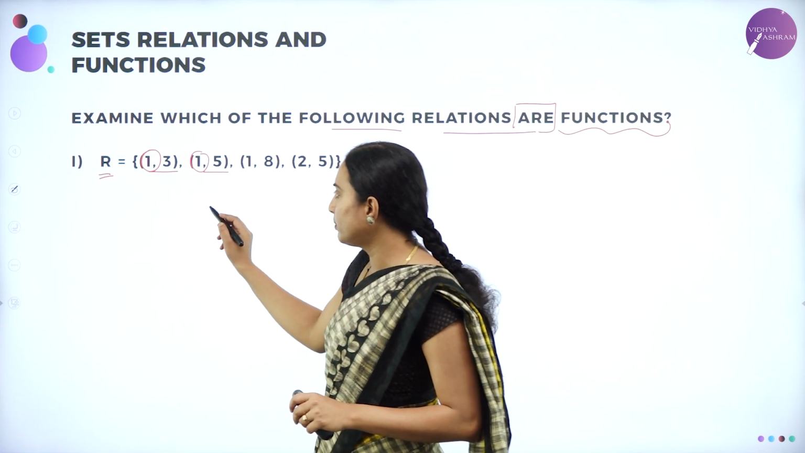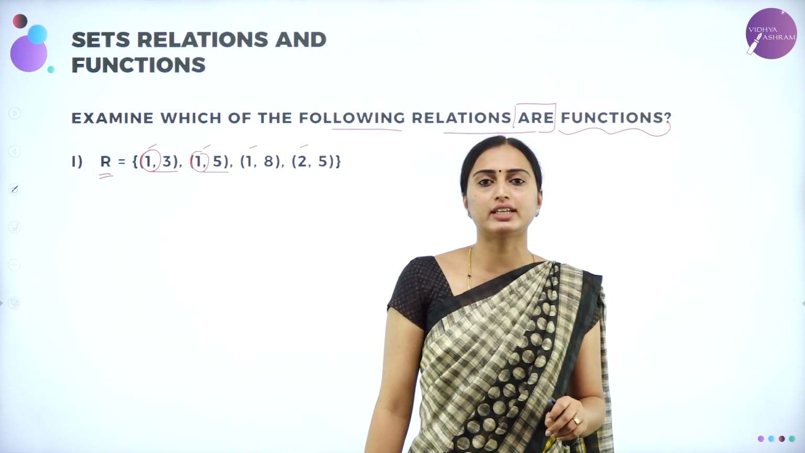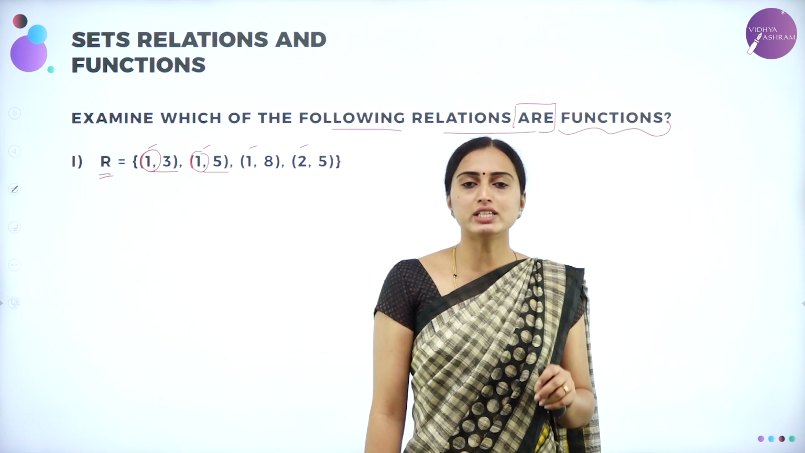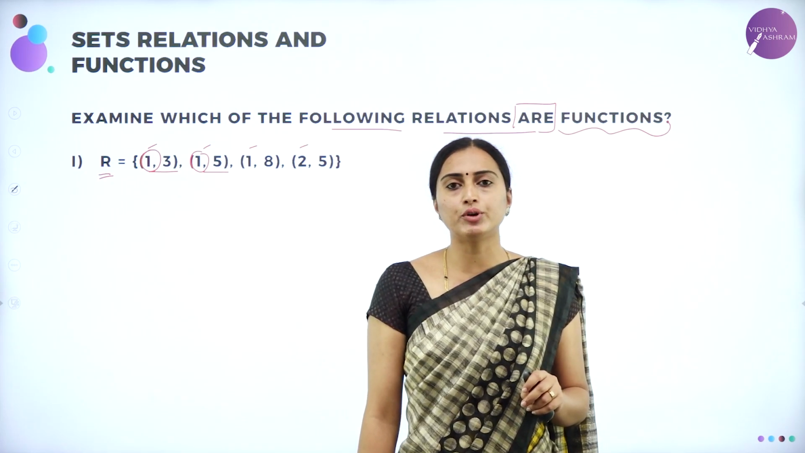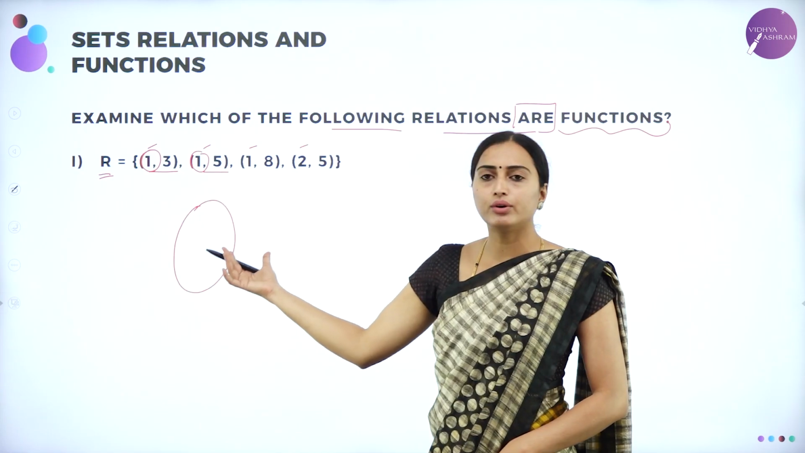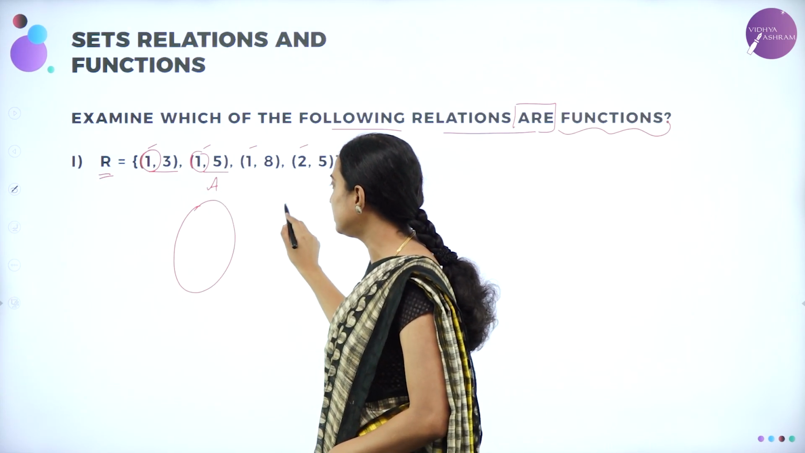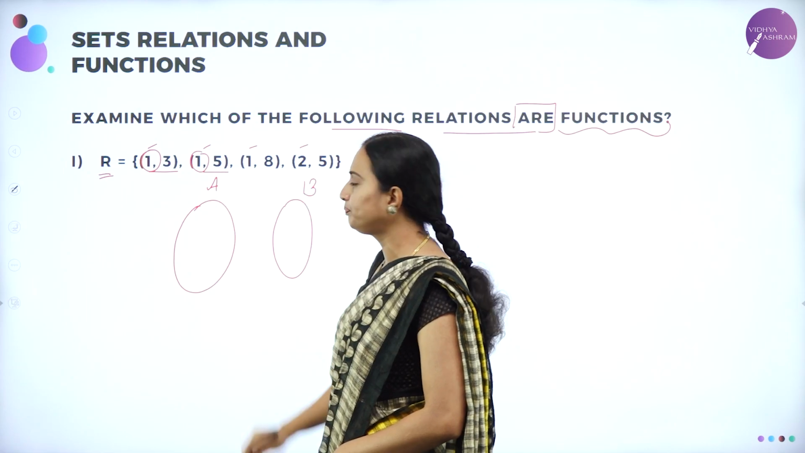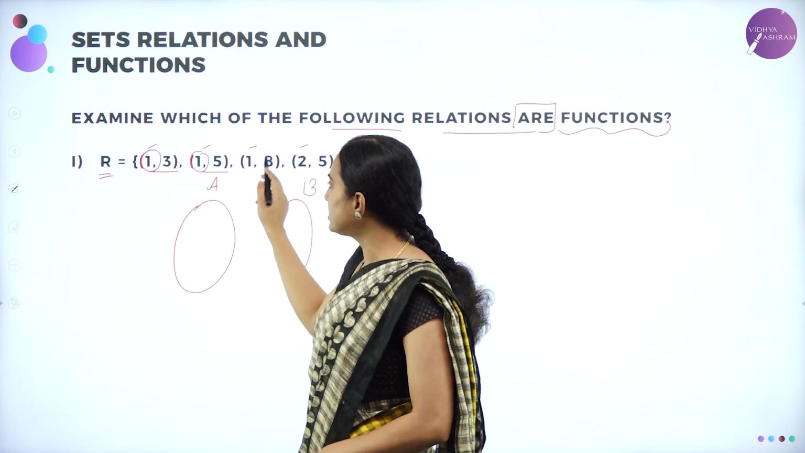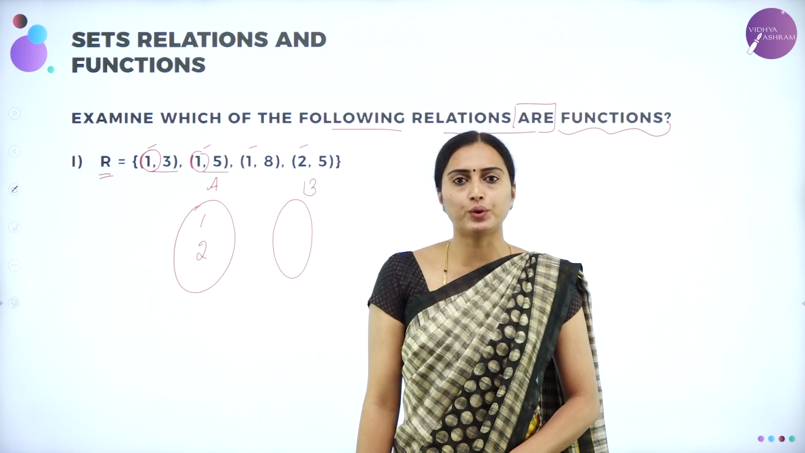How are we going to take it as a Venn diagram? The first elements of the given relation I am going to take as set A, and the second elements I am going to take as set B. The repeated elements I am going to write only one time inside the Venn diagram. You can use an oval or a circle. This is set A and this is set B. Set A will have the set of all first elements, which is 1 and 2, correct? Because 1 is repeated, we write it only one time.